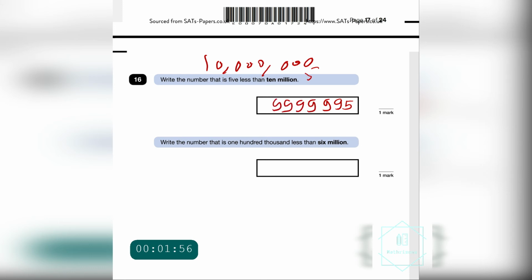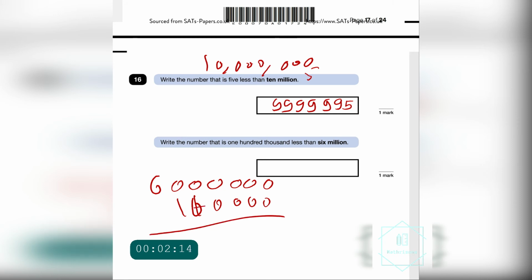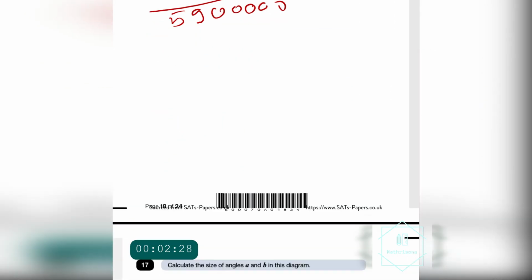Right? Write the number that is 100,000 less than 6 million. So first write 6 million. Write over 6 million. And that is 100,000. So that will be 100,000. Okay, so we can ignore these zeros. So 60 minus 1, 59. And then it will be those 5 zeros. So that's our answer. Okay, let's move to the next question.